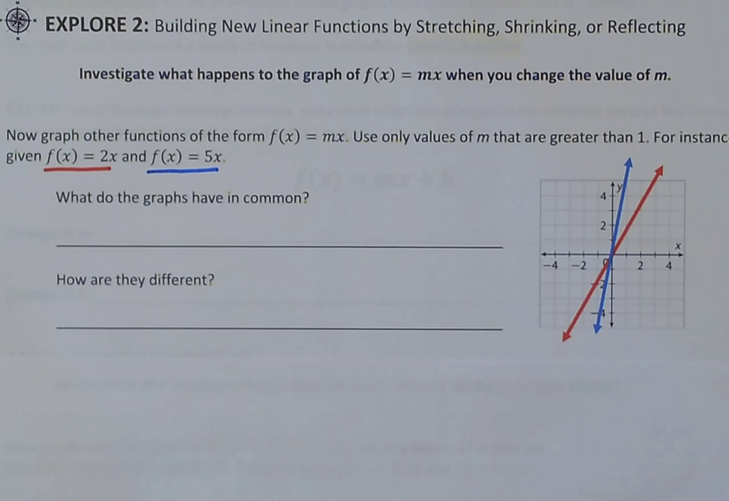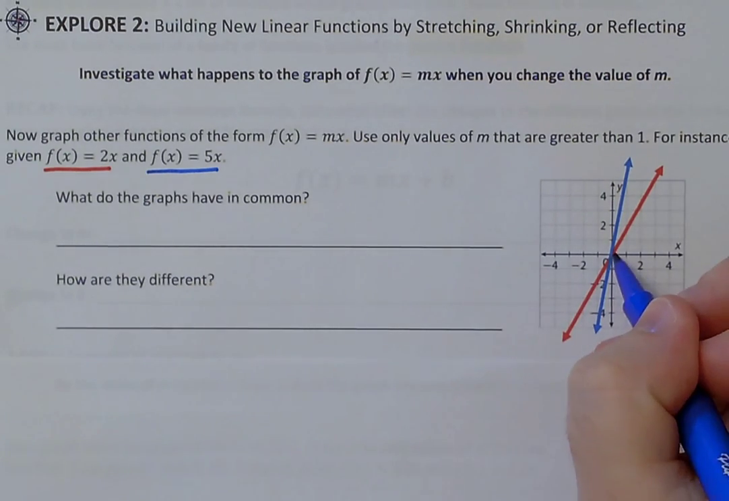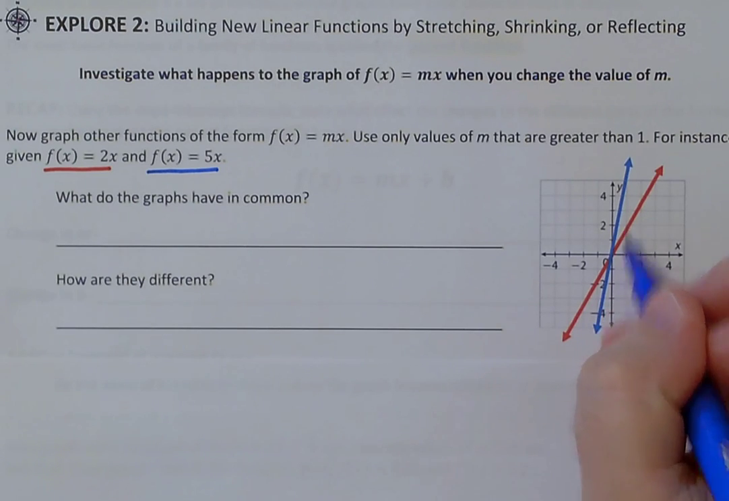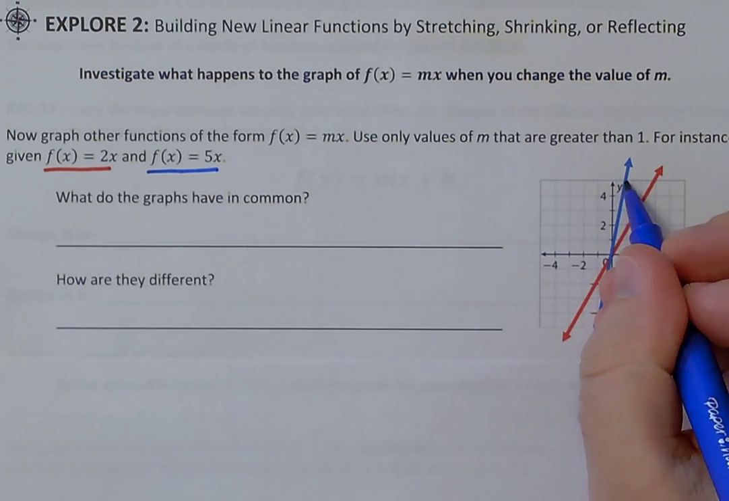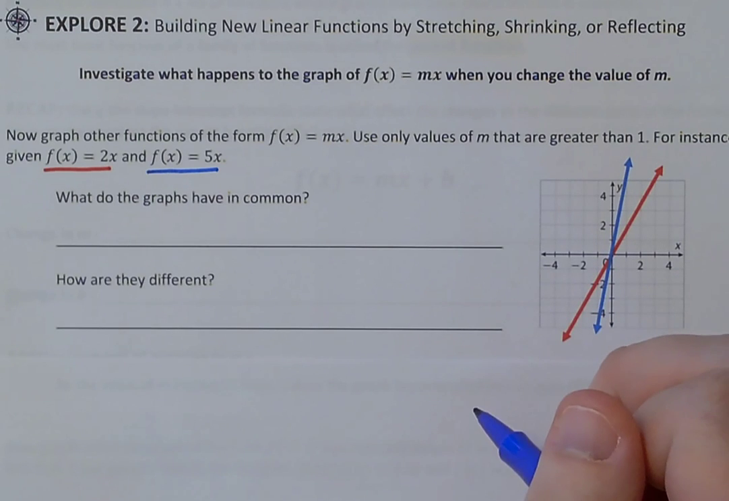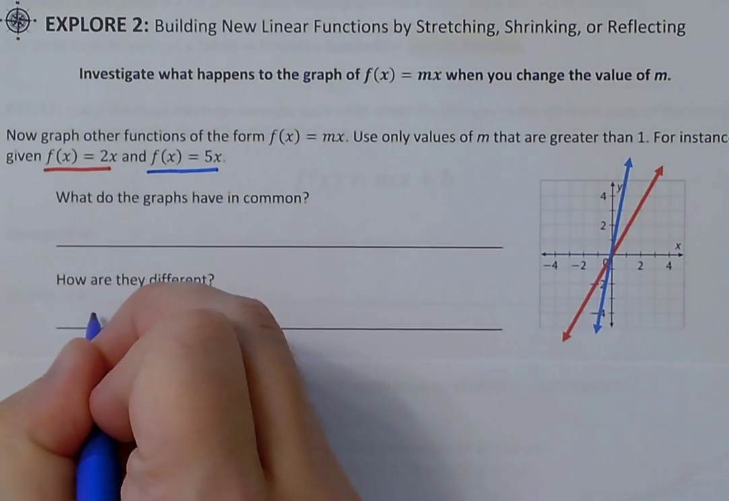So what do these two lines have in common? Remember, we're looking at the y-intercept, so where it crosses the y-axis, and we're looking at the slope. So what do they have in common? Do they have the same slope? Do they go up and to the right the same amount? Well, the first one goes up 2 to the right 1, and the blue line is going to go up 5 to the right 1. So their slopes are different, so that is how they are different.